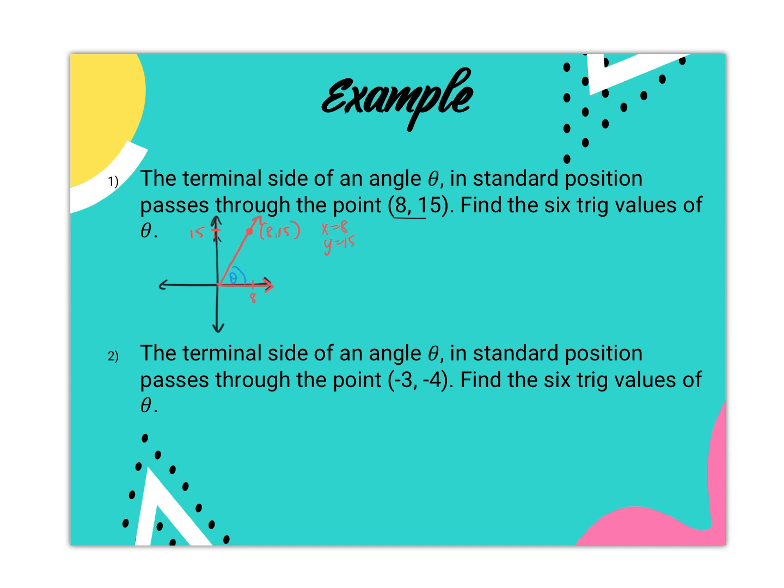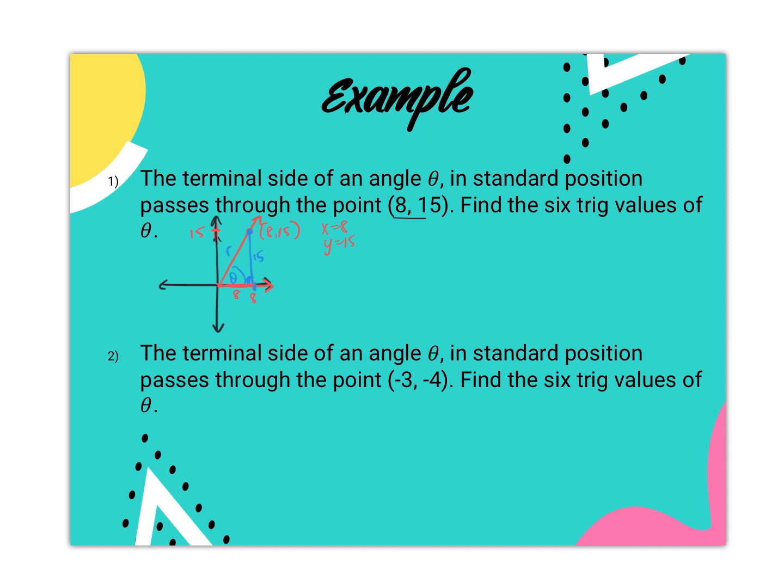What I'm going to do is drop a line from this point down to my x-axis, and I'm going to have this right angle there. So now I know my x value, this coordinate 8 on the number line, is equal to this leg right here. I know this leg going down is equal to 15, and I know that my hypotenuse is r.